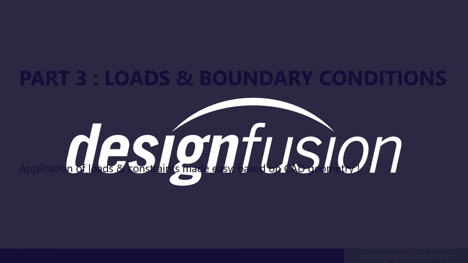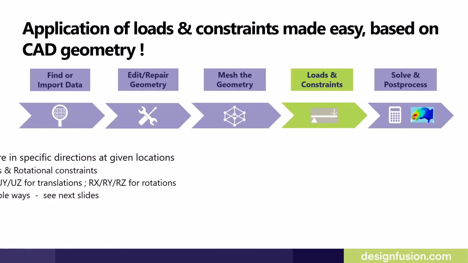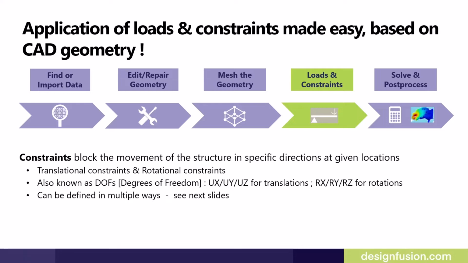In this video we are going to discuss the third step of simulation, which is load and boundary condition, that is, how we can apply loads and constraints that are associated with CAD geometry. Fundamentally, a constraint is all about blocking the movement of a structure in a specific direction. Basically, we have translation constraints and rotational constraints.